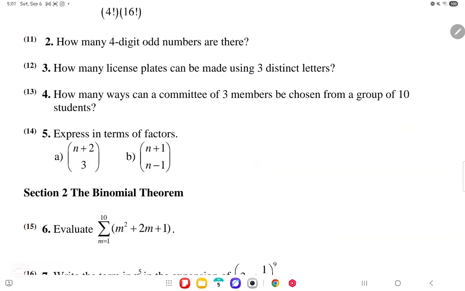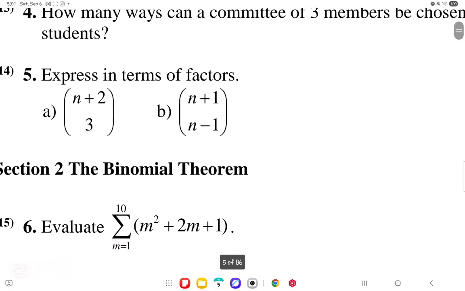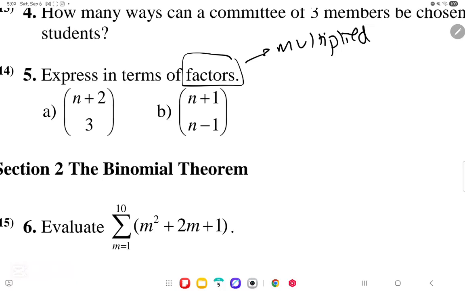Let us now move on to question number 5. Now, what does it say in question number 5? Express in terms of factors. What do they mean by factors? By factors, they mean that they want it to be multiplied. So they don't want to see any factorials. They want you to write it multiplied.